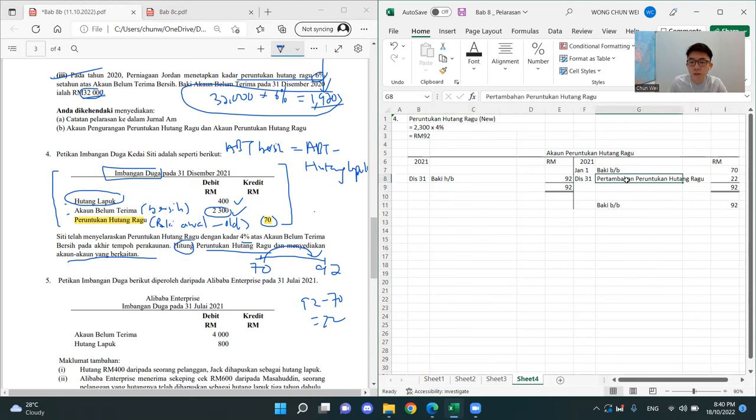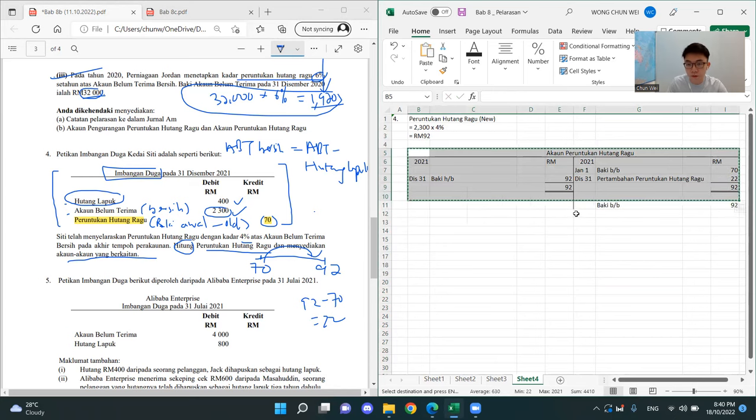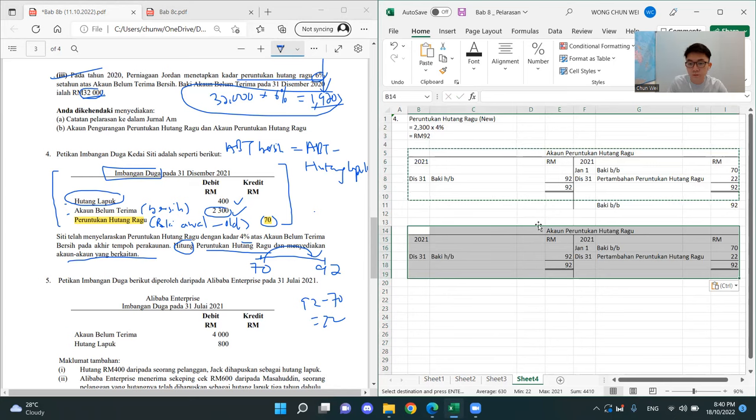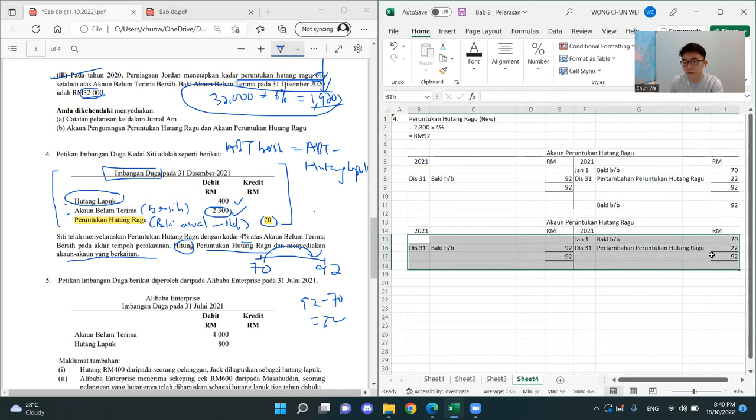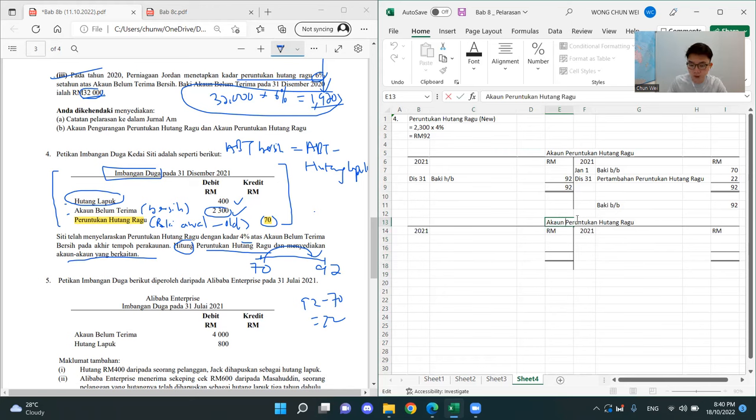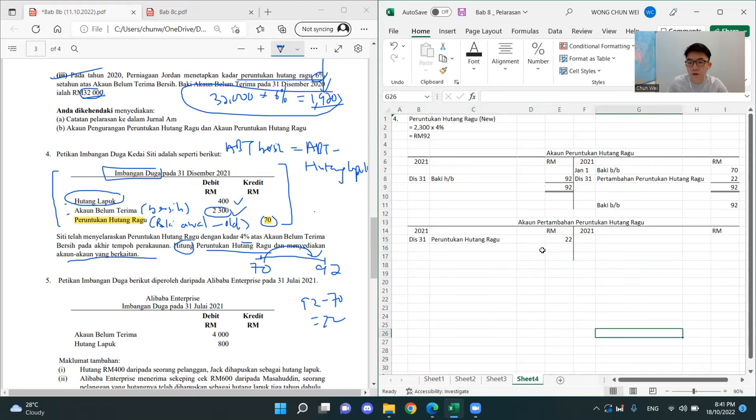So when there is a pertambahan peruntukan hutang ragu, meaning I have to open an account also. Account Pertambahan peruntukan hutang ragu. So here I already credit my PHR, so I have to debit my pertambahan here. So on December 31st, from peruntukan hutang ragu, here 22. So if there is a 22 now, what we're going to do next is close it.